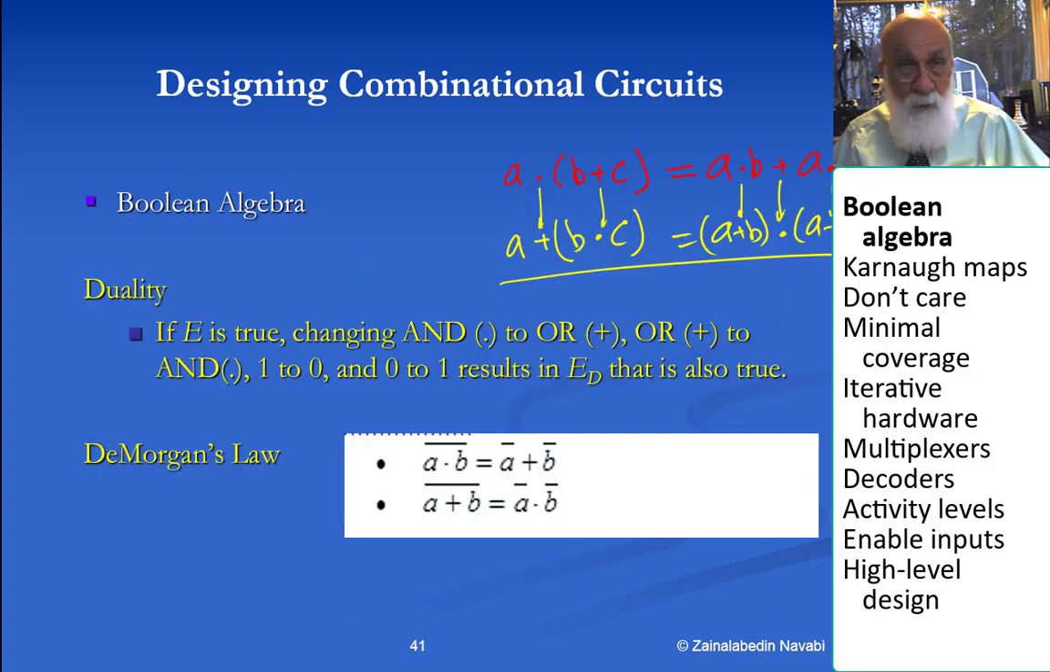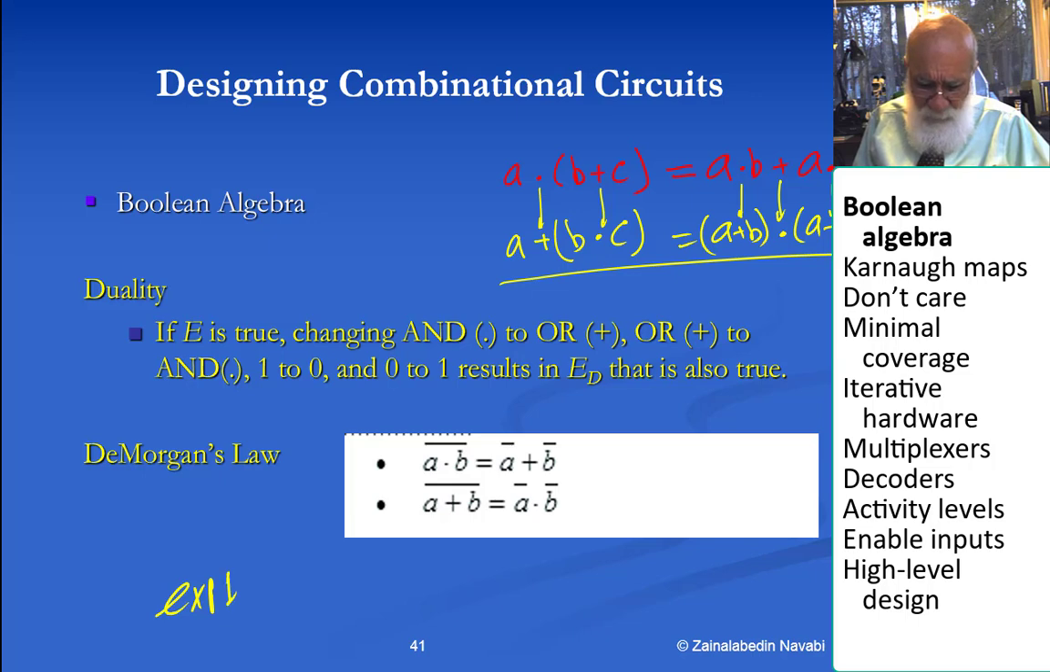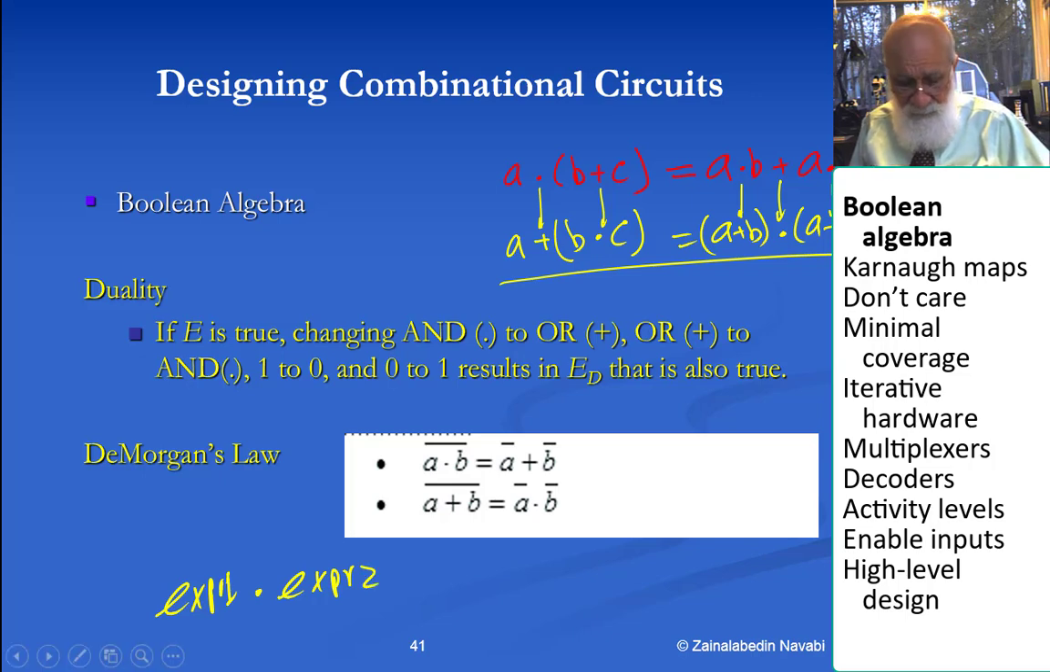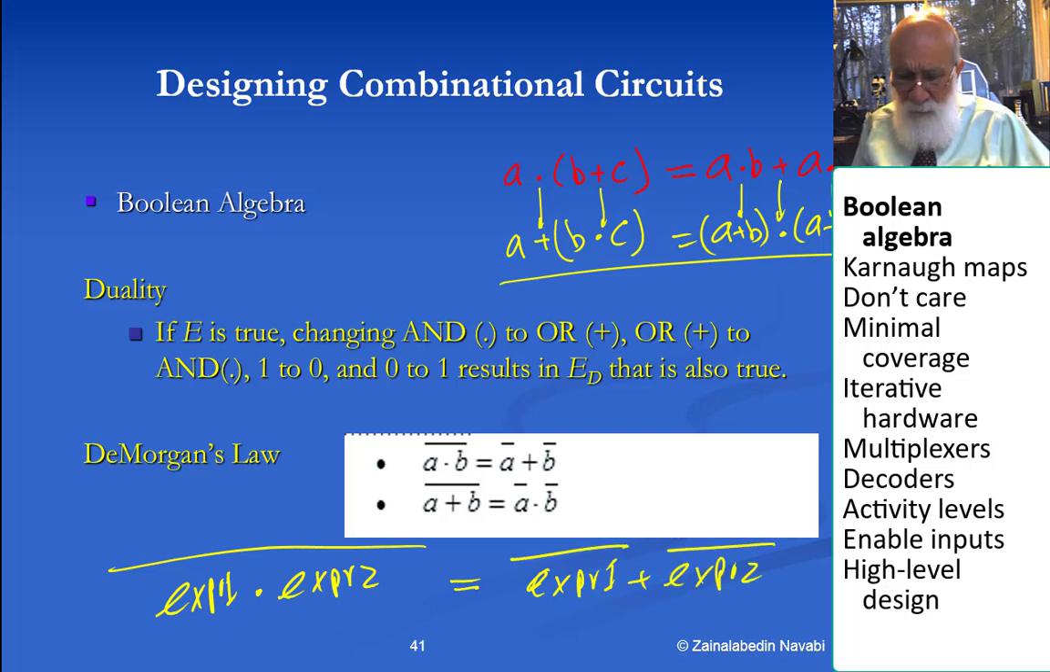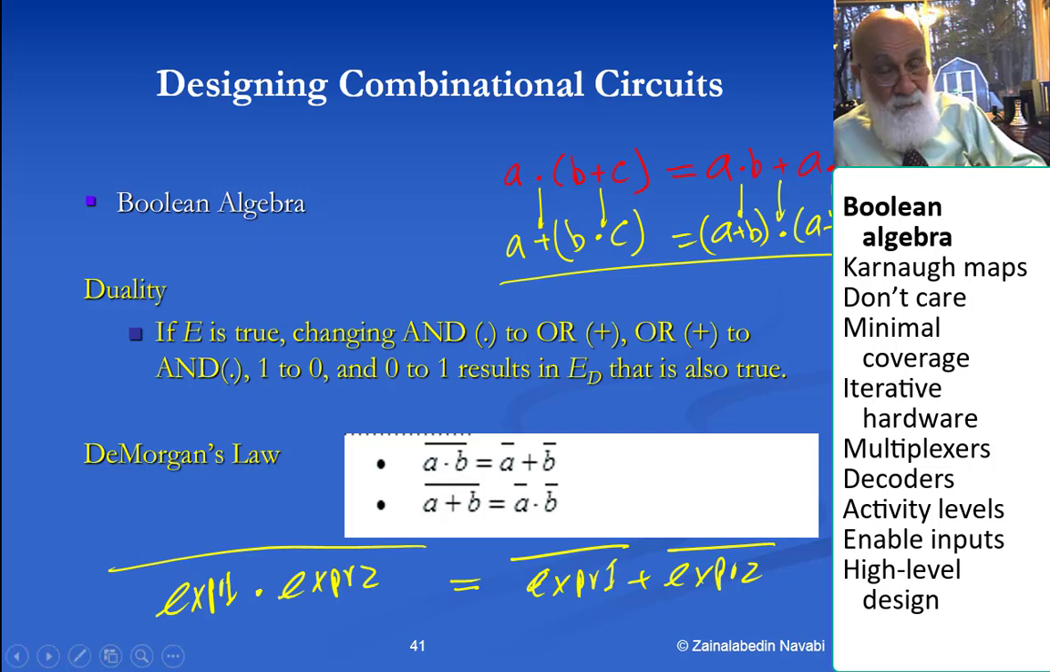And another rule we have is called De Morgan's law. In De Morgan's law, it says if you have an expression, whatever expression, a very complex expression, expression 1 ANDed with expression 2. Now expression 1 and expression 2 may be very, very complex expressions. And if you bar that, you can write it as expression 1 barred OR with expression 2 barred, and then the bar breaks where you change the operator.